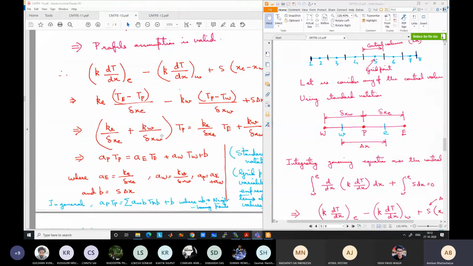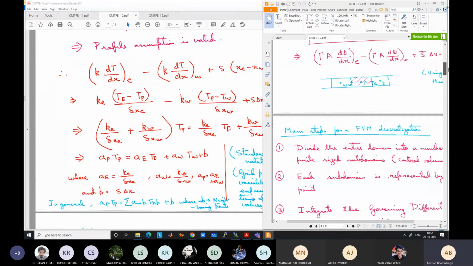In 2D, we will have 4 neighboring grid points in a structured grid. In 3D, we will have 6 neighboring grid points. Accordingly, we will have A1 T1 plus A2 T2 plus A3 T3 like this. And if it is an unstructured grid, we may have an arbitrary number of neighboring grid points, like I have shown in this case. In 2D, there are 5 neighboring grid points, because it's a pentagon. It has 5 common faces, so 5 neighboring grid points are there in 2D.